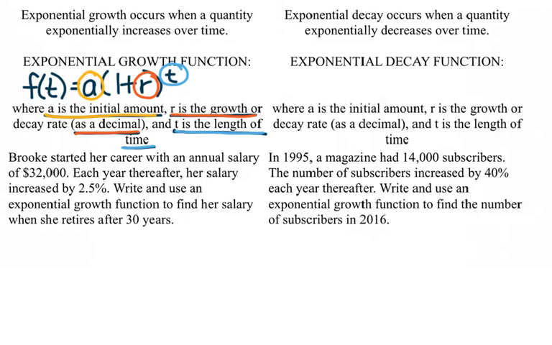Exponential decay occurs when a quantity exponentially decreases over time. So here's what that formula looks like. So you'll notice the only difference is that growth is going to have a plus sign and decay has a minus sign. A still stands for the initial amount. R is still the growth rate or decay rate as a decimal, and T is time. So let's look at two examples.